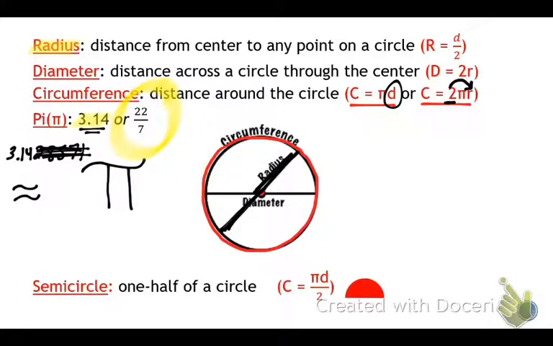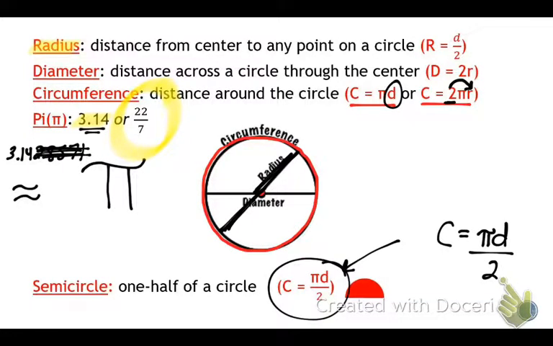The last thing I want to talk to you about today is a semicircle. A semicircle is half of a regular circle, okay, very good. So what you'll see here is a formula. We know the formula for finding circumference around an entire circle is C equals pi times D. But if I don't want to know a whole circle, I want to know a half circle, all you have to do is divide by 2. And that's how you get the formula right here for a semicircle.